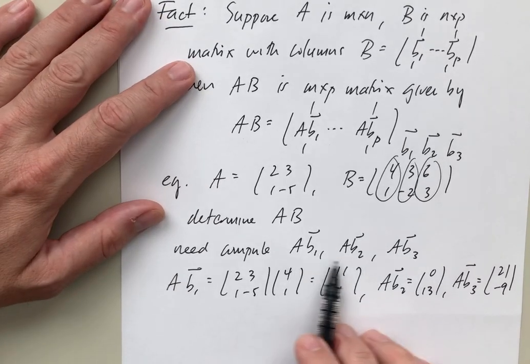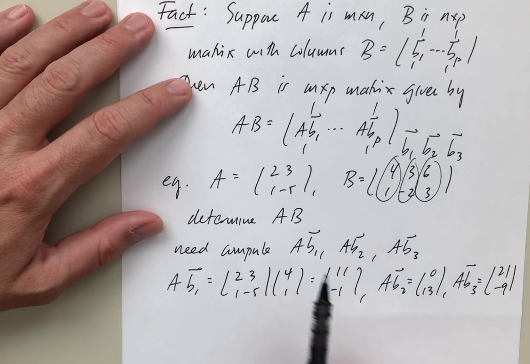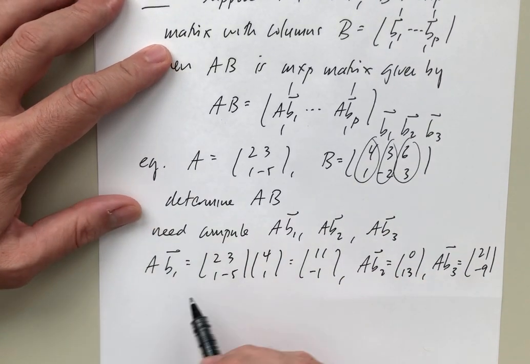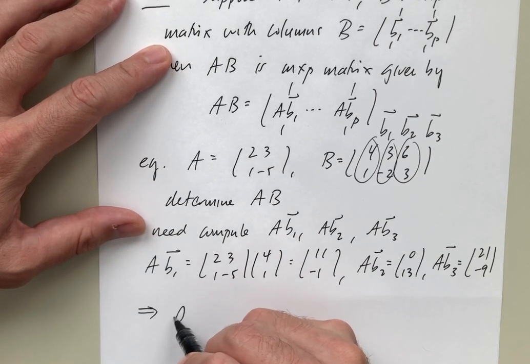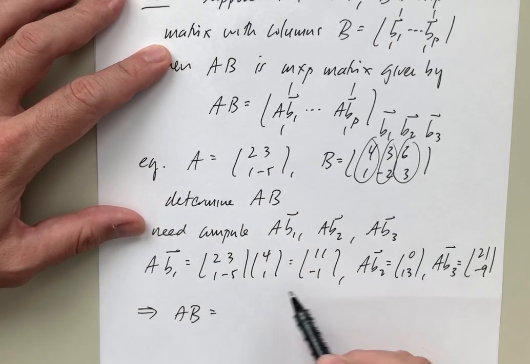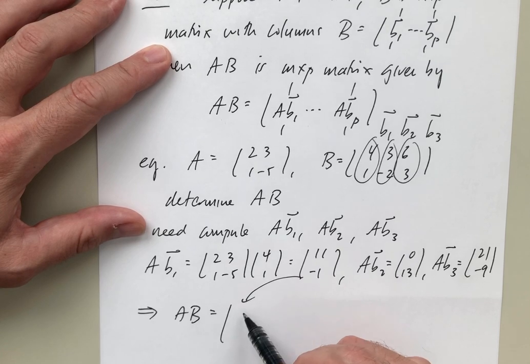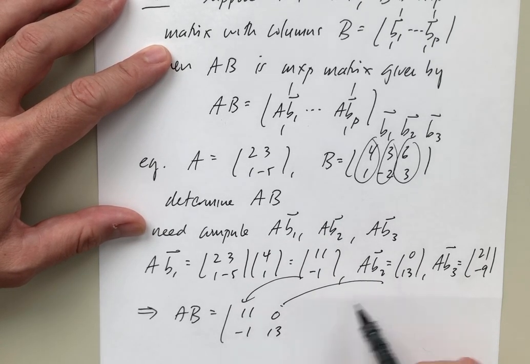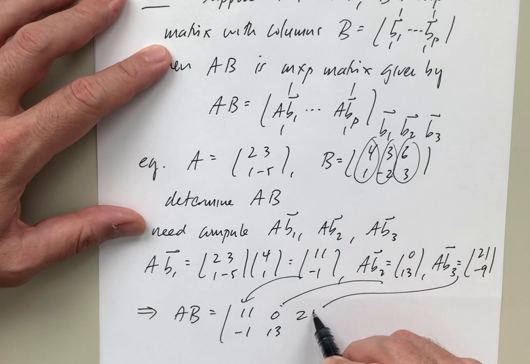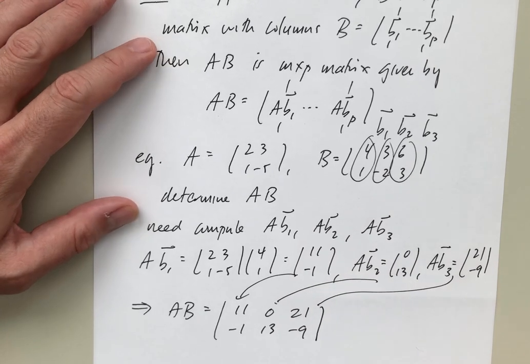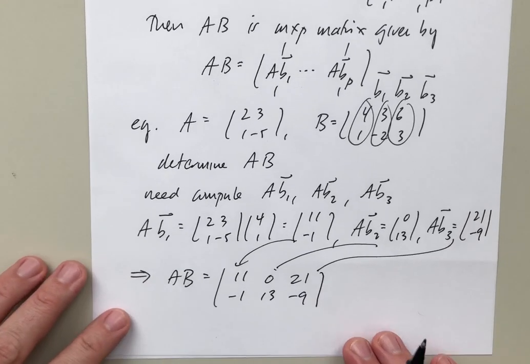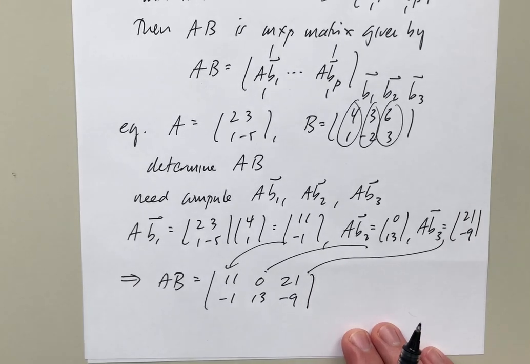And so what you do is you just take those vectors. I did that for every column of the matrix B, and now I just put them all together. So this implies that AB is, just stick all those in there: 11, minus 1, then 0, 13, and then 21, minus 9. So it's a 2 by 3 matrix. That's what we expect, and that's what you get. That's the product of those two matrices.